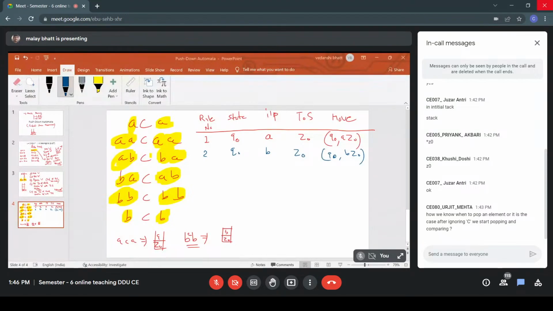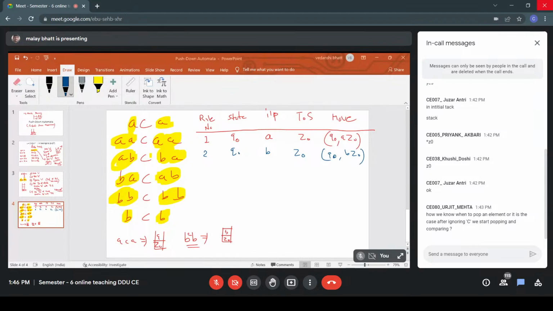If the string which you want to validate starts with A, you will use rule number 1. If your string starts with B, you will apply rule number 2. So these are two different rules, and only one of them is applicable. If your input starts with A, rule 1 will be applied. You will push A on the stack.